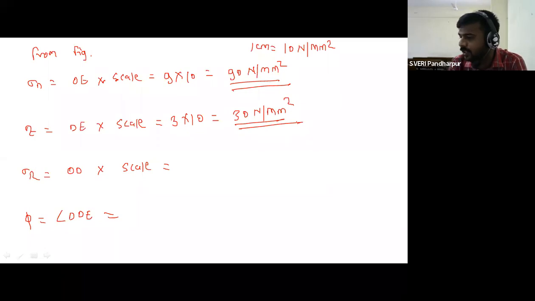Then OD distance, O to D for the resultant stress calculation, 9.5. Okay. Any other answer? 9.4. Okay, you can write your answer 9.4 or 9.5. Both are accepted, no problem. So 9.5 or 9.4, you can write any one from your respective figures.